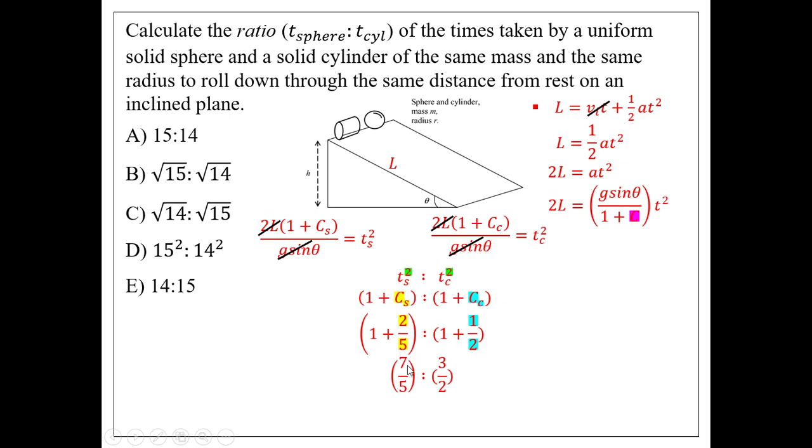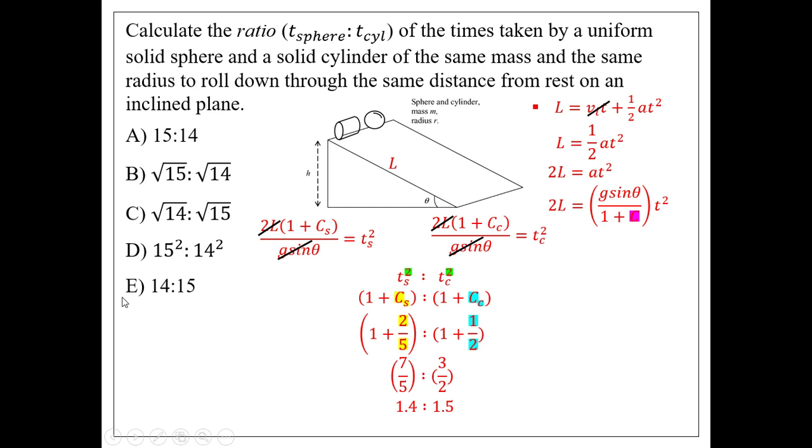All right. And 7 divided by 5 is 1.4. And then 3 divided by 2 is 1.5. At this point, you can crisscross multiply if you like, but I'll just reduce it this way. It'd be 1.4 to 1.5.